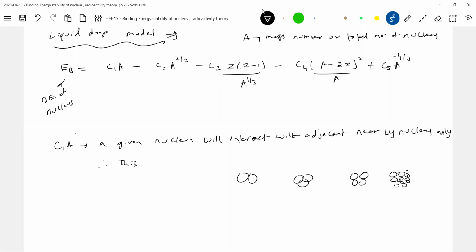So what we can say is that this effect gives a binding energy that is proportional to the number of nucleons.